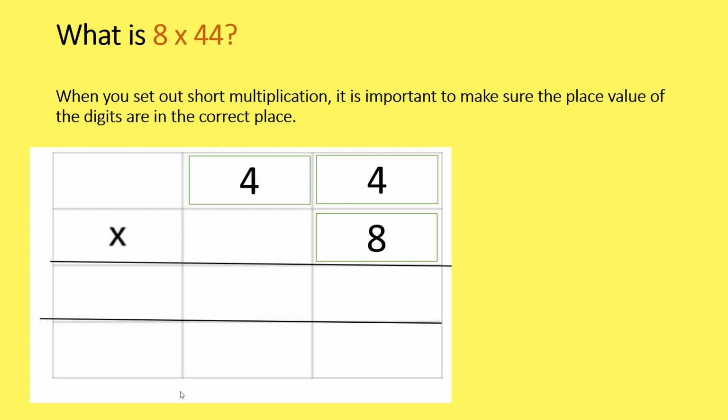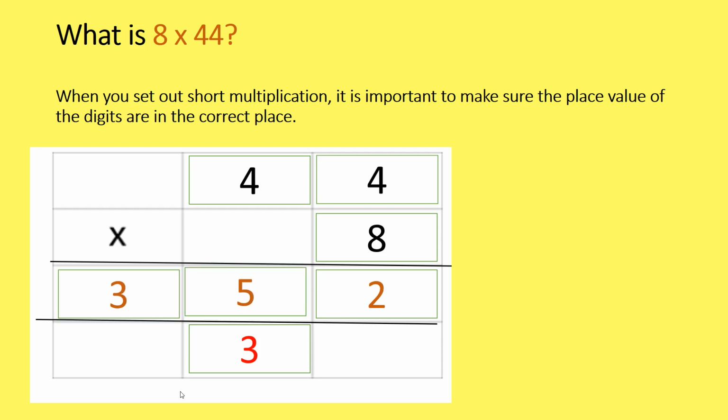So here we have got 44 multiplied by 8. We'll start by timesing 8 by the 4 units, which gives us 32. We carry the extra 3 across. Then we'll do 8 times 4 again. And we need to make sure we add in this digit in red here, the extra 3, to give us the answer 352.